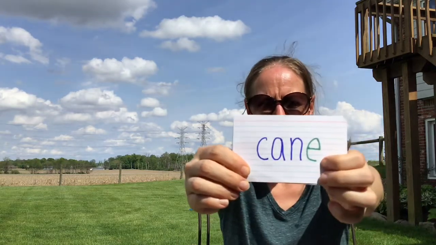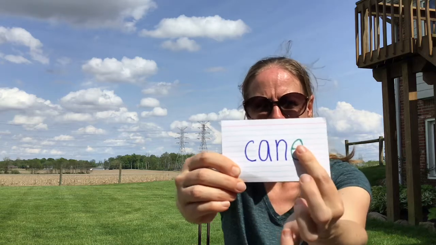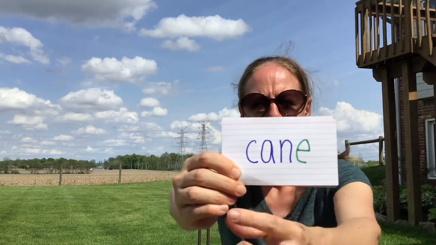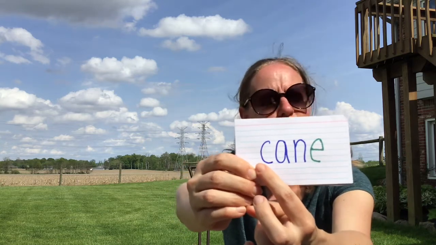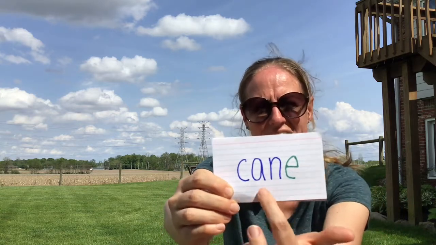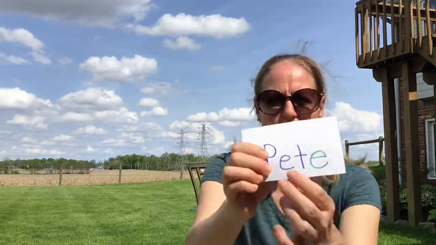This is cane, okay? If you didn't have this E on here, it would be can, but it's a whole different word with the E, and it makes you say the whole word differently. So when you come to this word in a book, you will read it cane, okay? It makes that A a long A, cane, okay? We're gonna do one with each vowel, okay?